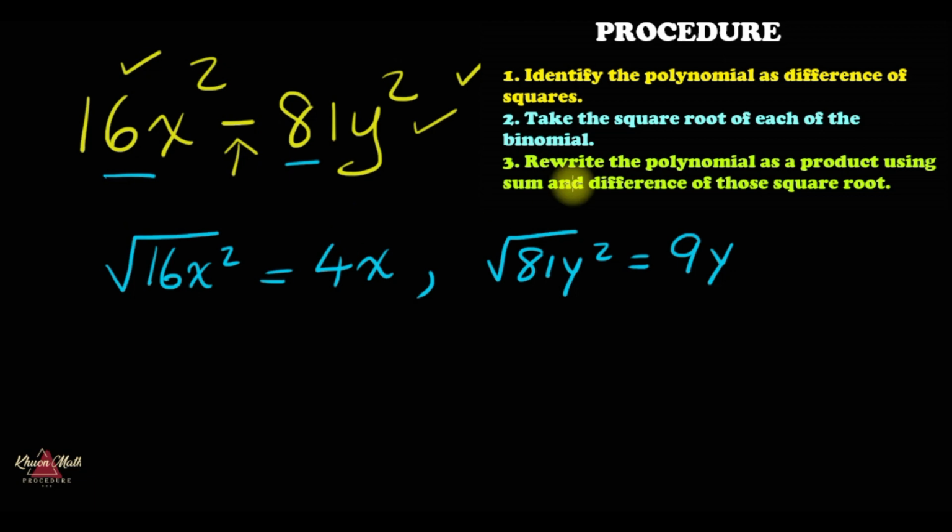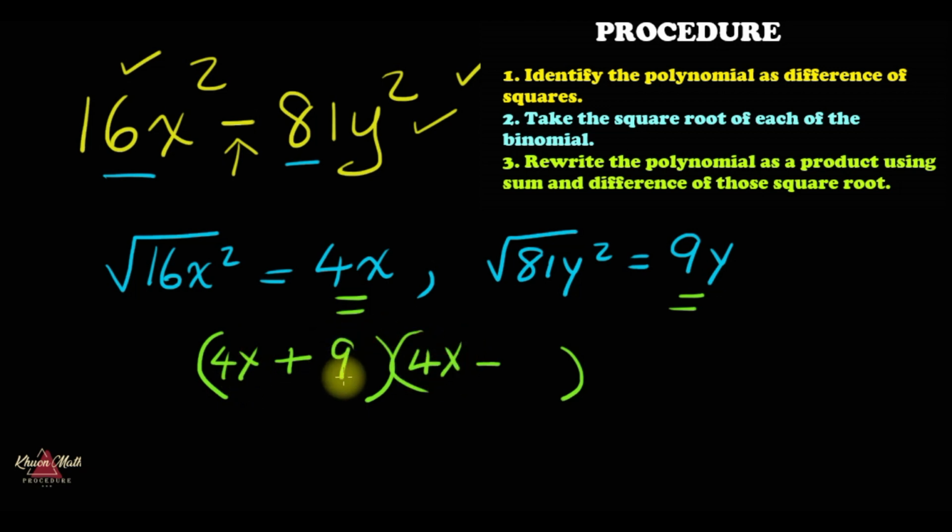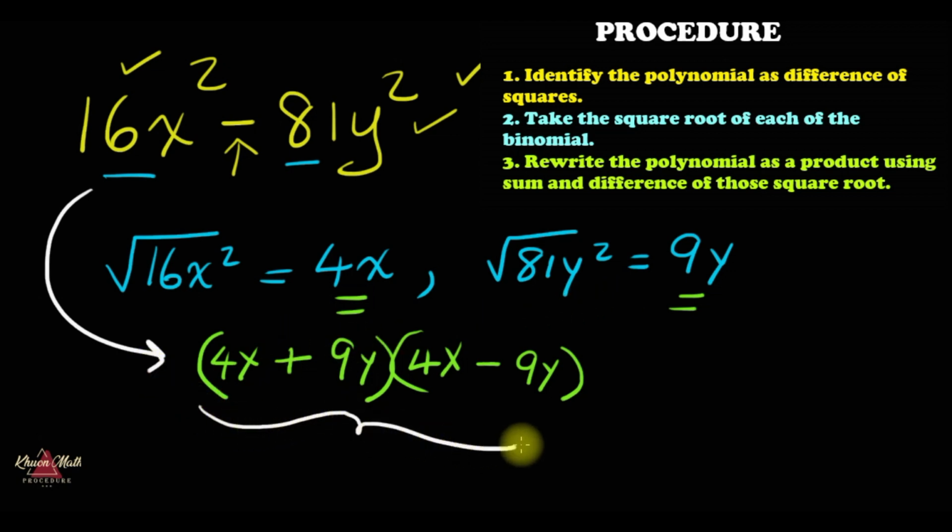And then step 3 is to rewrite the polynomial as a product. We're going to rewrite it using the sum and the difference of these, 4x and then 9y. So what do we have? We have 4x and 9y. So when we factor 16x squared minus 81y squared, we get 4x plus 9y times 4x minus 9y. Now, if we were to multiply these two binomials, then we get back the original expression.